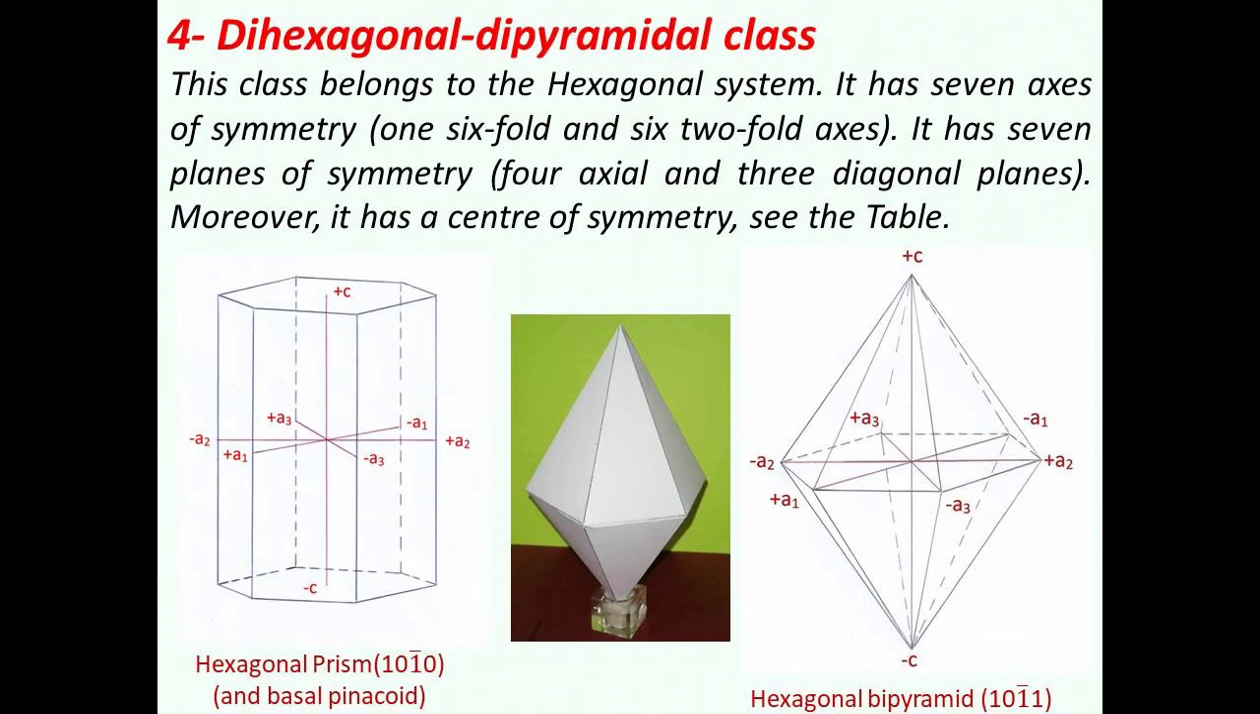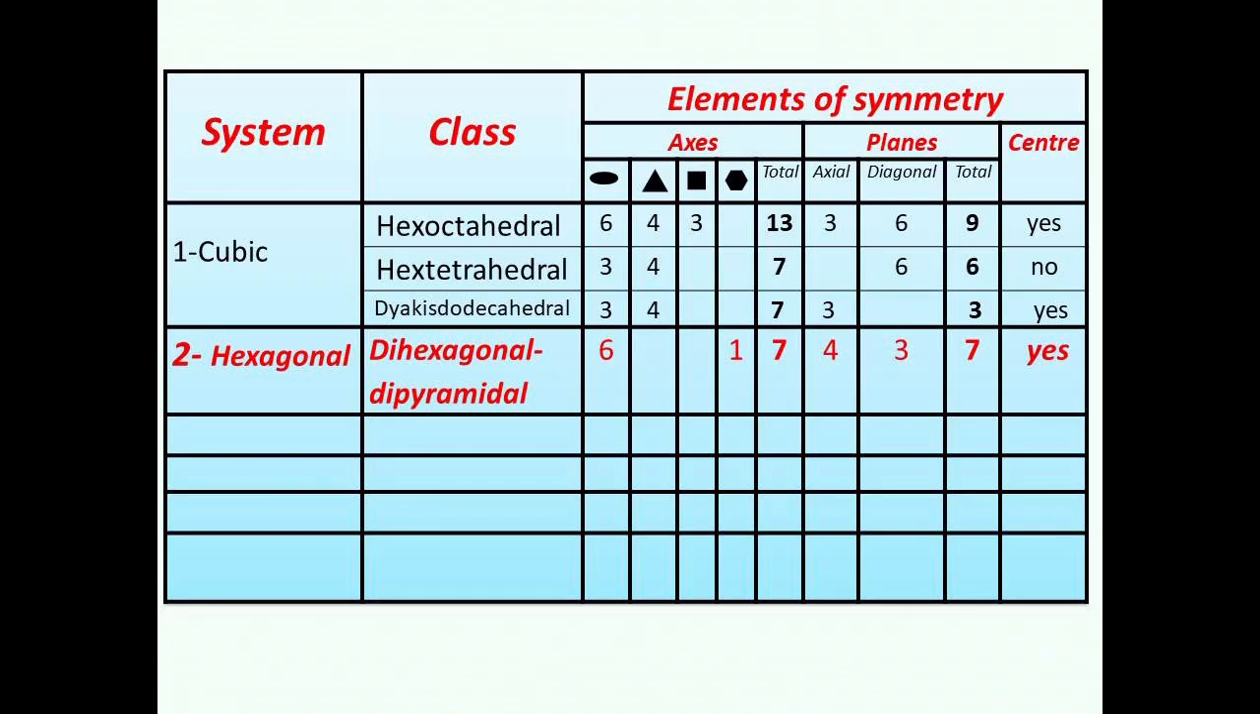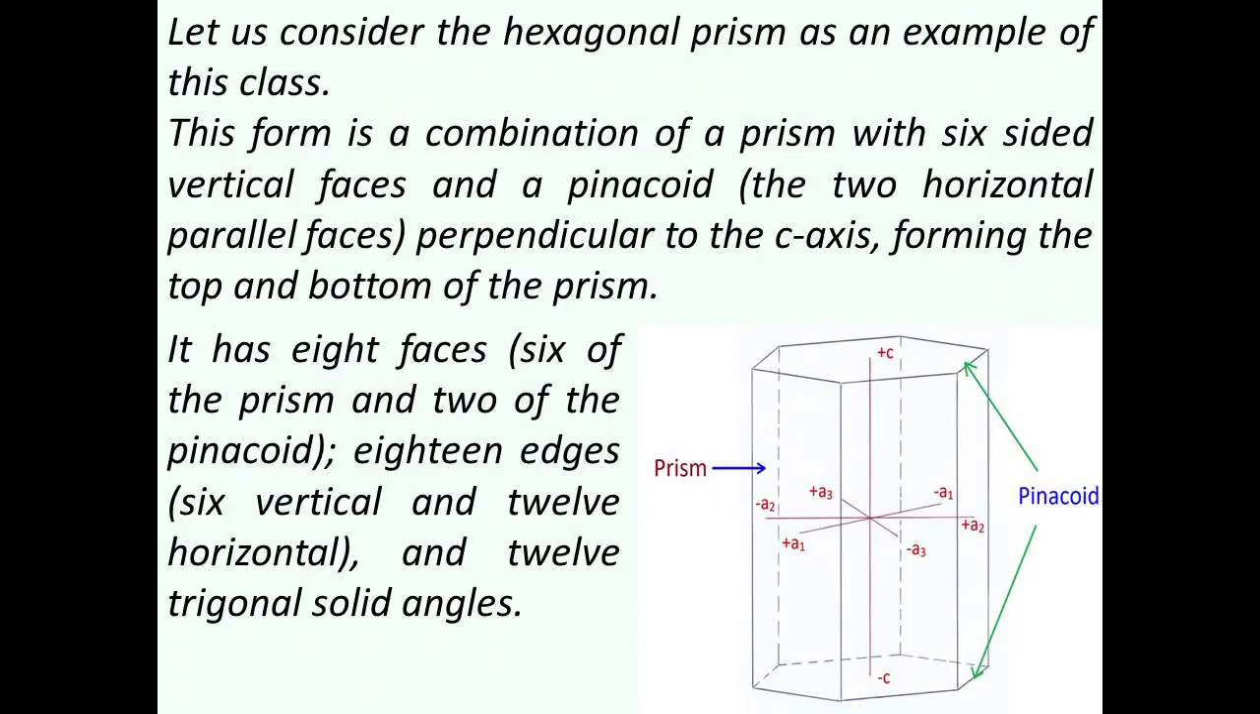4. Dihexagonal dipyramidal class. This class belongs to the hexagonal system. It has 7 axes of symmetry, 1 six-fold and 6 twofold axes. It has 7 planes of symmetry, 4 axial and 3 diagonal planes. Moreover, it has a center of symmetry. Let us consider the hexagonal prism as an example of this class.